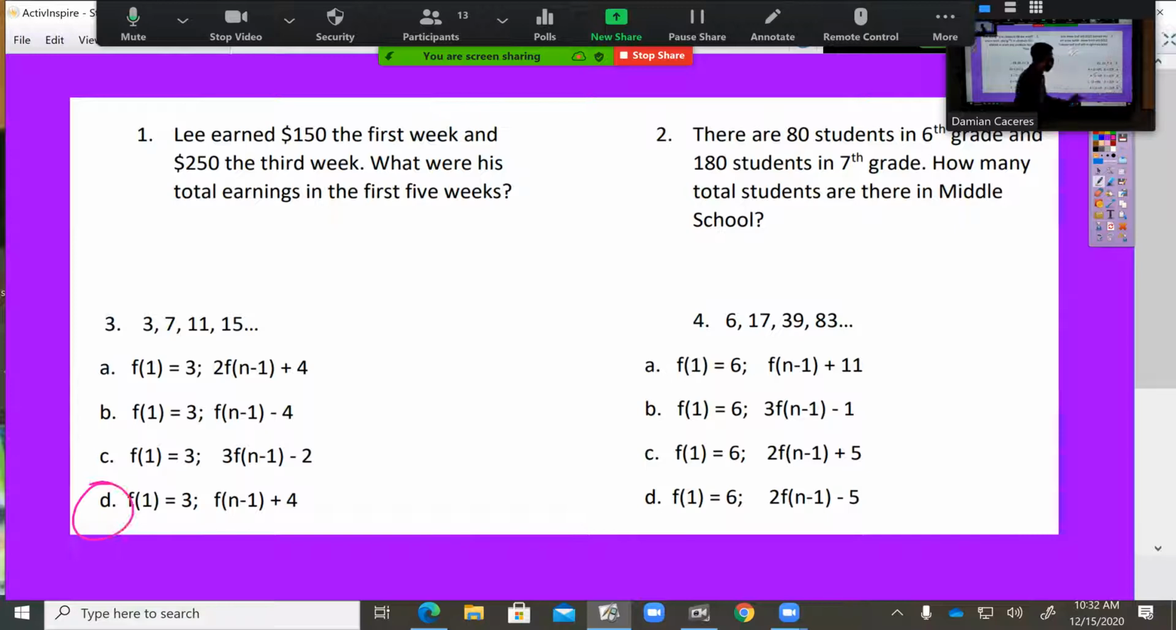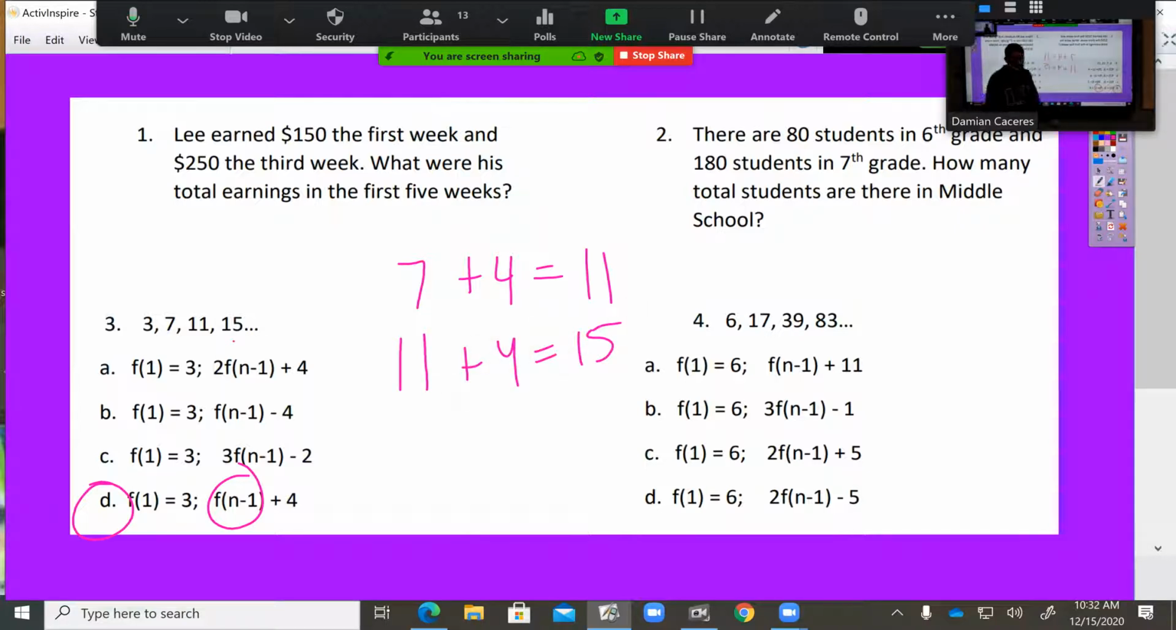On answer choice D, it's just f of n minus 1 plus 4. It gives you 11. Let's now plug in 11. 11 plus 4 equals 15. Is the next number 15? Yes. It has to work all the way through your sequence. So the answer is D. Now I'll give you a couple seconds, now after seeing me do this, to try number 4, doing the same exact method.